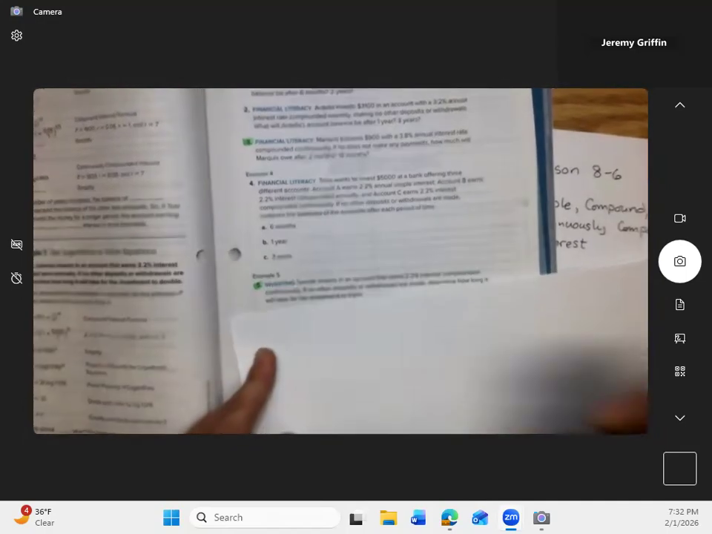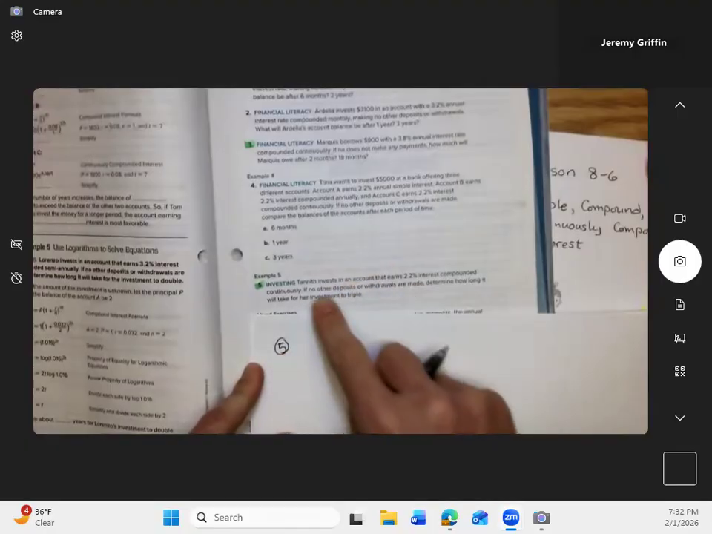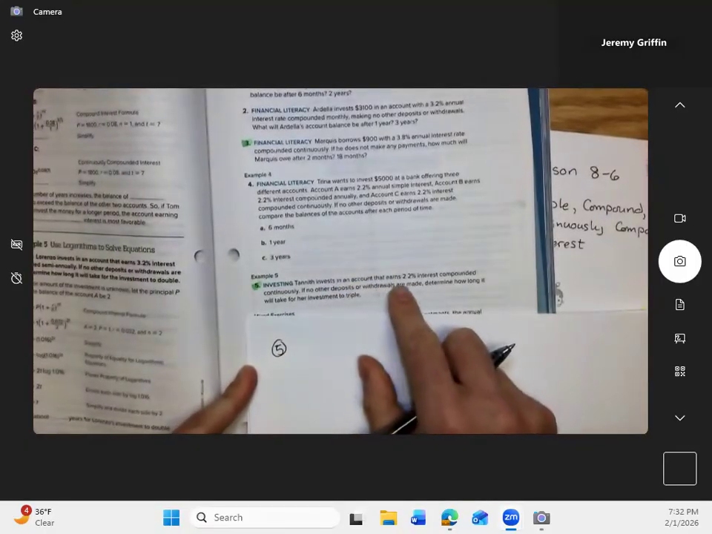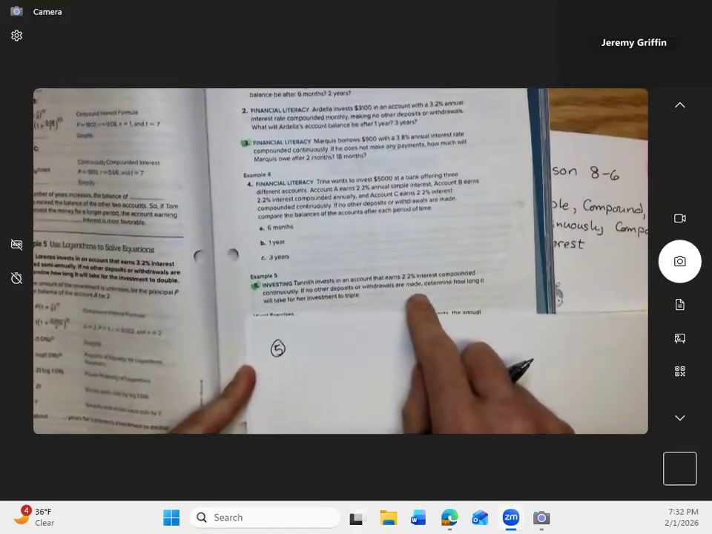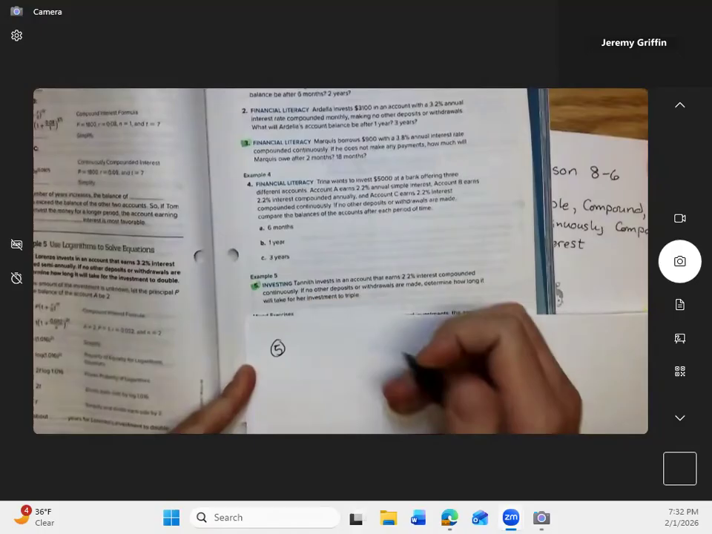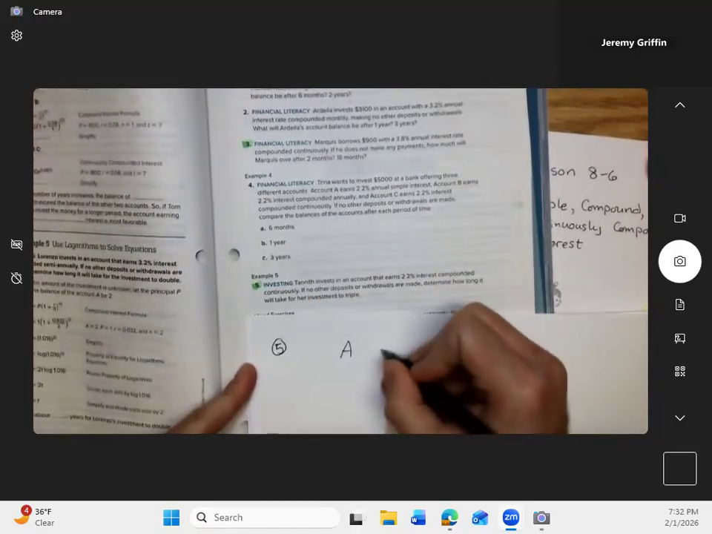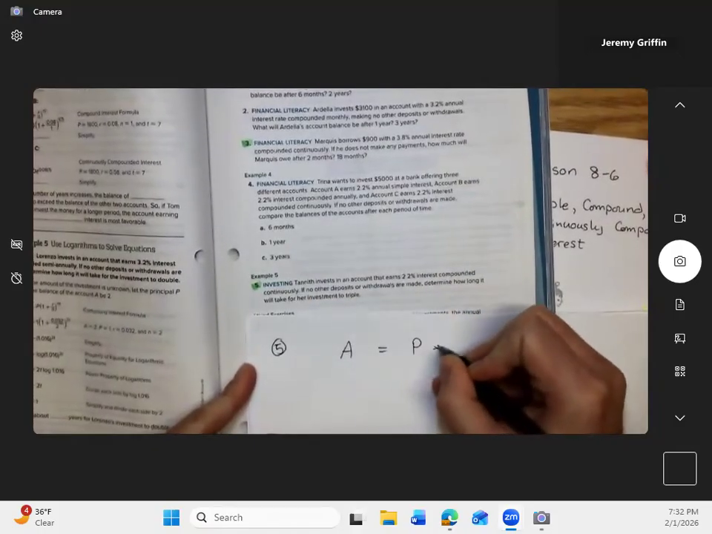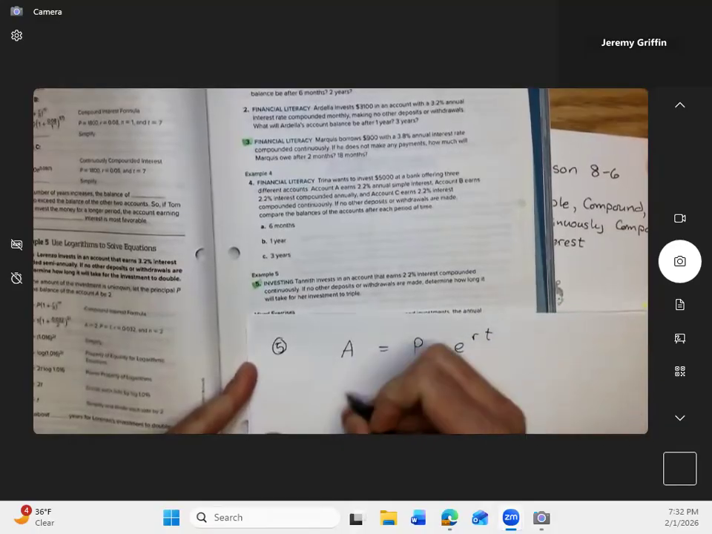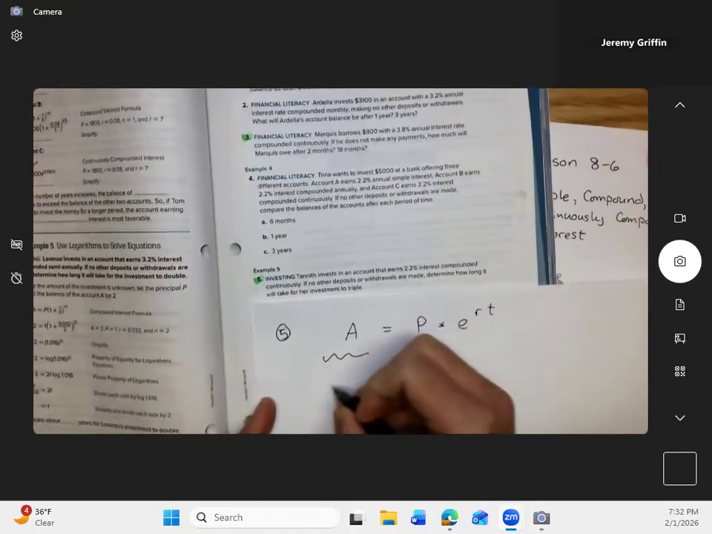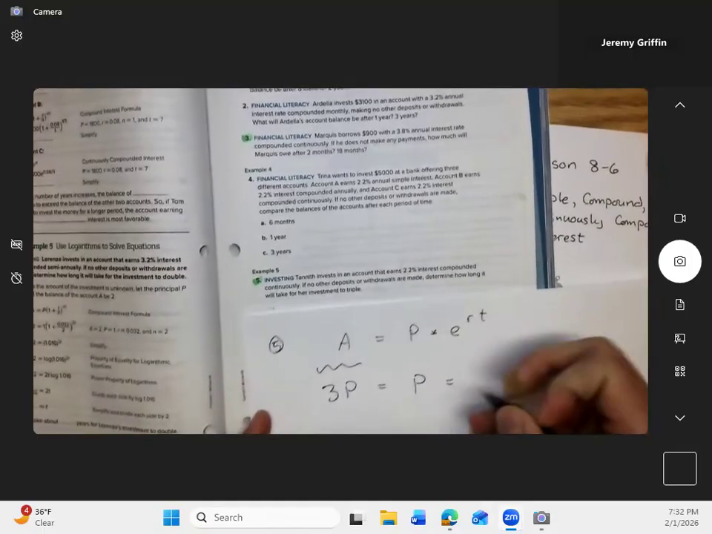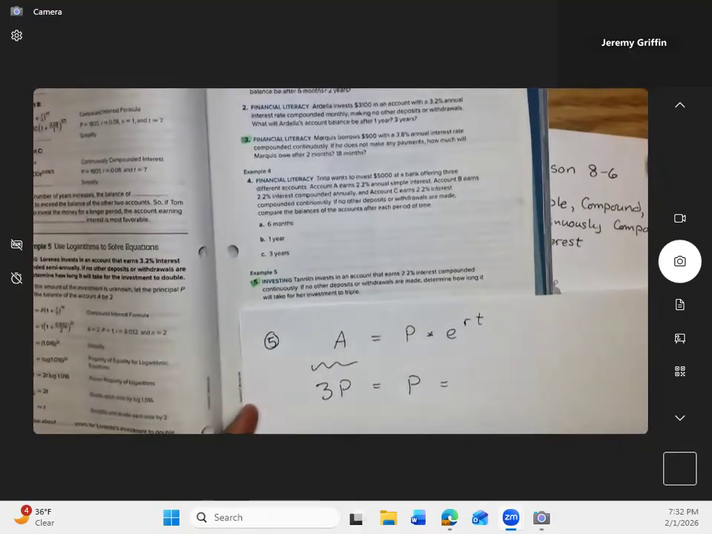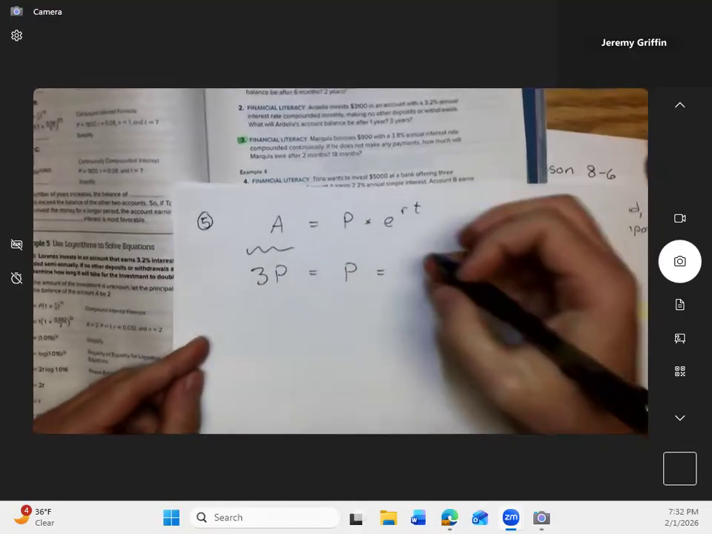Number 5, investing. Kenneth invested in an account that earned 2.2% interest compounded continuously, with no deposits or withdrawals made. How long will it take the investment to triple? The amount is equal to the principal times e to the RT. What we're going for here is 3 times the principal she put in originally. Notice it doesn't say how much she put in, but that doesn't matter. Put in $10, $100, $1,000, it takes the same time to triple whatever the value.